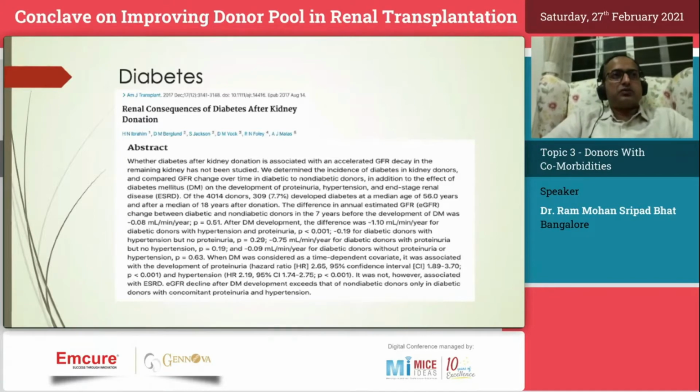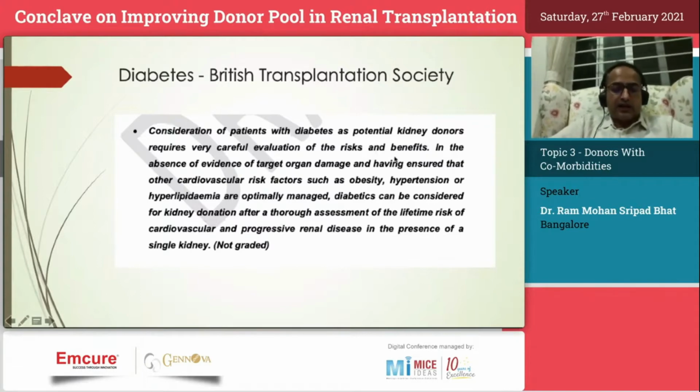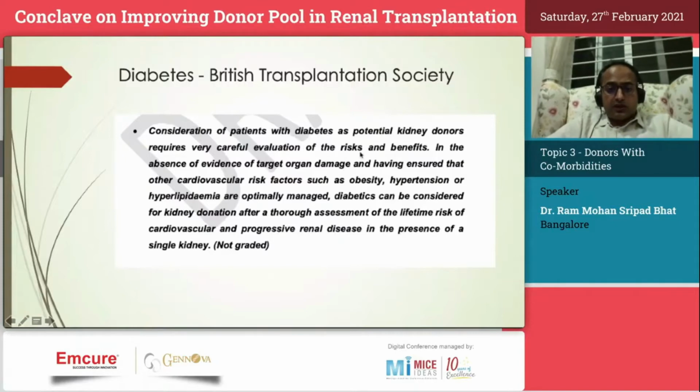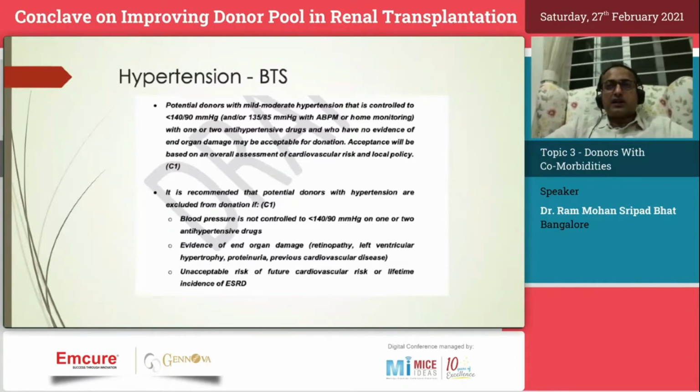So that gives you confidence to take up patients who already have diabetes, as long as you qualify by looking at target organ damage and make sure that you carefully select the ones who might be at lesser risk. Look at this statement, a guideline statement from BTS, which is a surprise. A change for me. When I was there, we never even touched diabetics. And this statement from 2018, which is there in the BTS guidelines, it now says we have to consider diabetic patients as potential donors after careful evaluation of risks and benefits. In the absence of target organ damage and having ensured that other cardiovascular risk factors such as obesity, hypertension, or hyperlipidemia are optimally managed, diabetics can be considered for kidney transplantation after a thorough assessment of lifetime risk of cardiovascular and progressive renal disease. So I think this is where we should move globally as well, especially in India, where we are lagging behind in terms of cadaveric transplant, and then we have to increase our pool of live donor transplant.